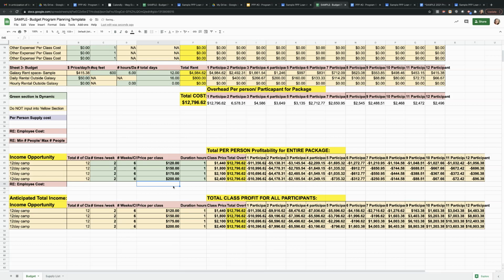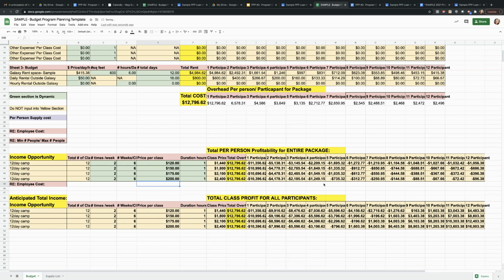Okay, so this is a per class. So I made it 1 hour, but if we decided we wanted to do it per hour and make it 6 here, you could change it that way. So at $120, the camp price is $1,400 for that camper, all the way up to at $200 an hour, it's $2,400. So we look over here, the total cost to run the camp for those 12 days is $12,000. So with one participant, we're losing money.